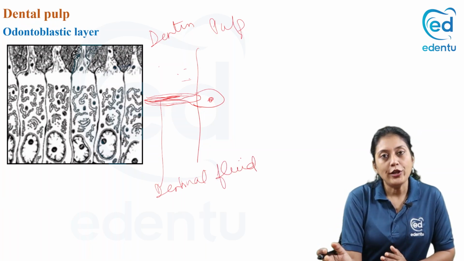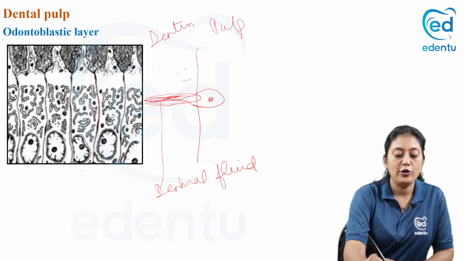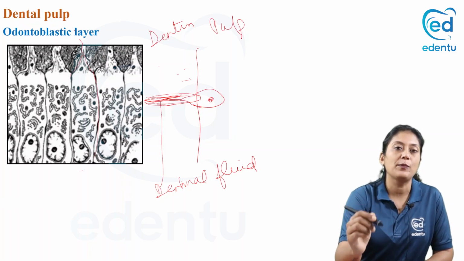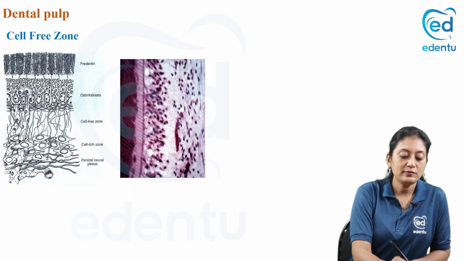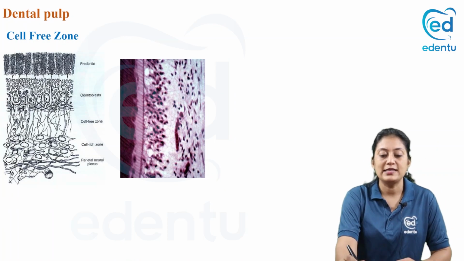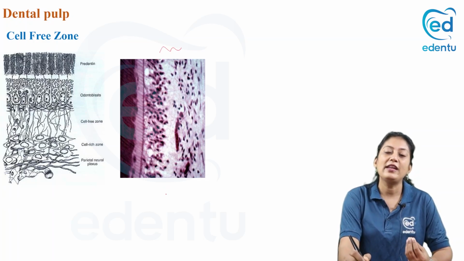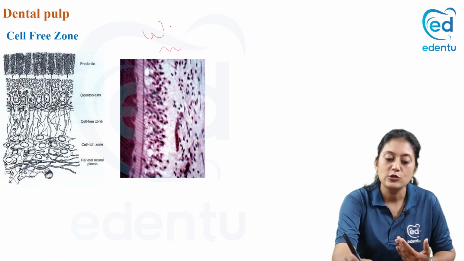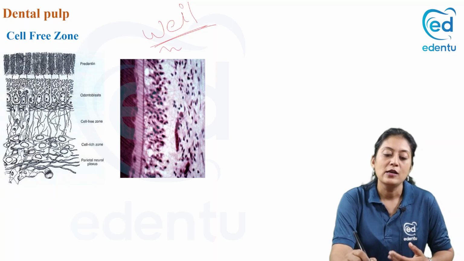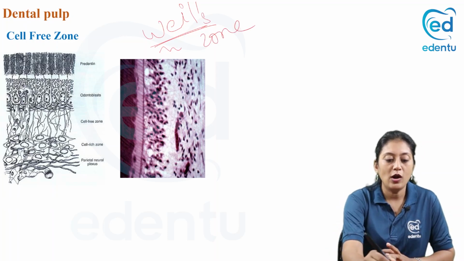So only the body of the odontoblast is seen in the pulp. As you can see here, this is the body of the odontoblast, whereas the odontoblastic process will extend into the dentinal tubule. The next layer is called the cell-free zone. See here, the cell number is very minimal or absent. So this cell-free zone is also called the zone of Weil. Weil was the person who first described it. So it is also called Weil's zone, where you do not have any cells.